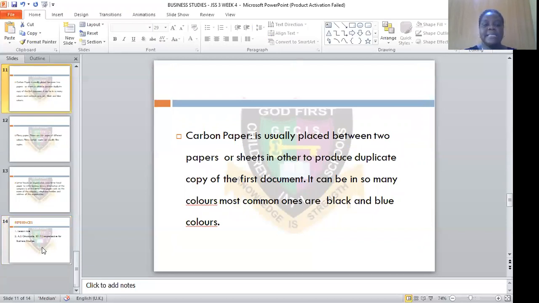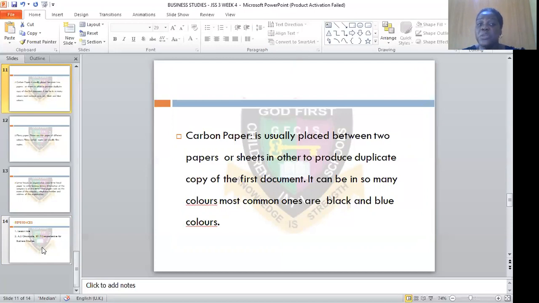The next one is carbon paper. How many of you have seen carbon paper? Okay, I know you must be familiar with carbon paper. Carbon paper can be in blue color, it can be in black color. It depends on the color it comes with. But it is a sheet that you put in between two sheets so that it can produce duplicate copies of the first document.